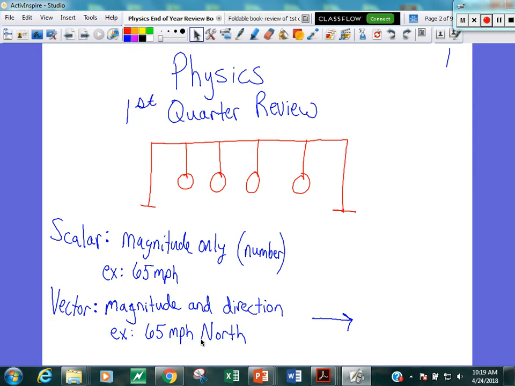And we talked about how vectors, we could draw them as arrows. The length represents the magnitude, and of course the direction that it's pointing shows us direction. Hopefully that brings back into your mind what we talked about in the very first day of physics, the difference between a scalar and a vector. So please hit pause in your video right now until you've got all of this copied down onto your front cover. Once you do, then hit play and we'll go to page number 2.